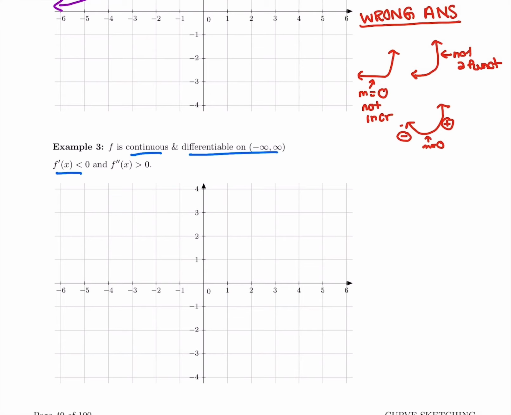We're continuous and we're differentiable. And my first derivative is negative. First derivative being negative means decreasing. And my second derivative is positive. So I'm concave up still. So I want to draw something that's decreasing but concave up everywhere.